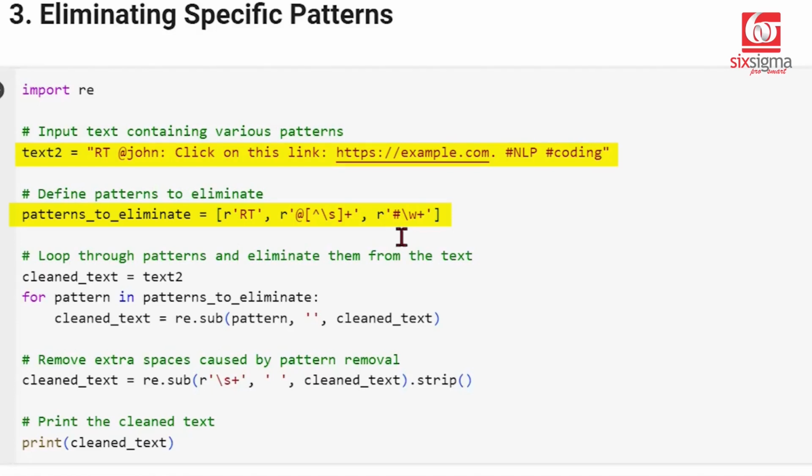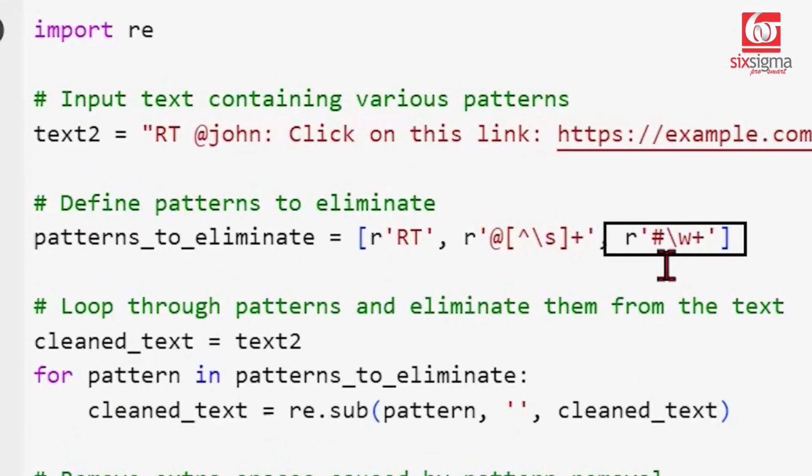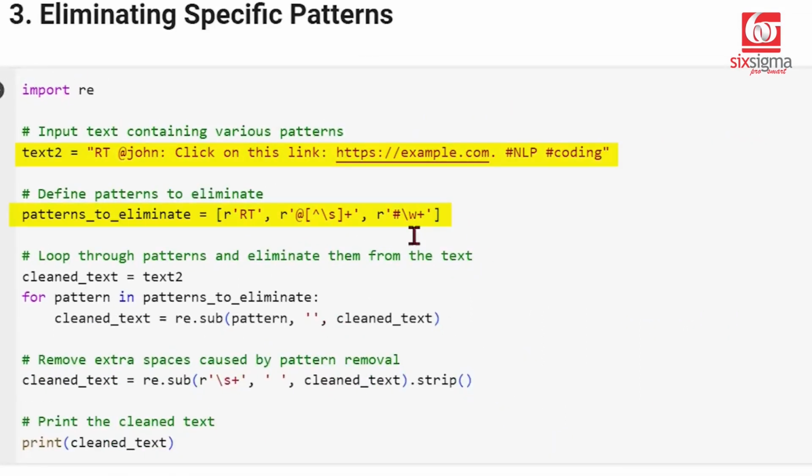Then we have another raw string which starts with hash, and it is something which is a word character. So word characters are numbers, alphabets, and underscores. We again have a plus sign, which means one or more occurrences of the word characters. It could be alphanumeric, it could be underscore, it could be an alphabet itself. That's again a pattern that we are looking for.